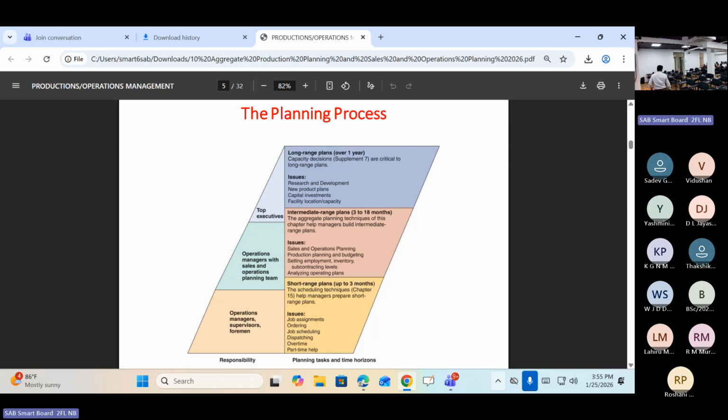Right. So in that way, based on the timeline, we can identify different production planning activities. Our focus today is on the medium-term production planning. That's called aggregate production plan. Is that clear? I think so.